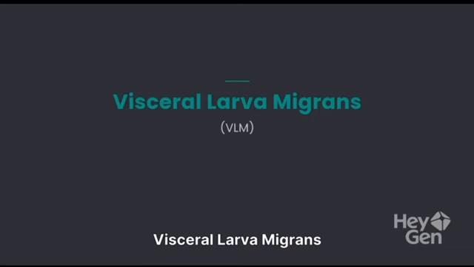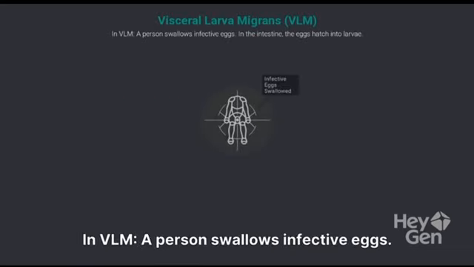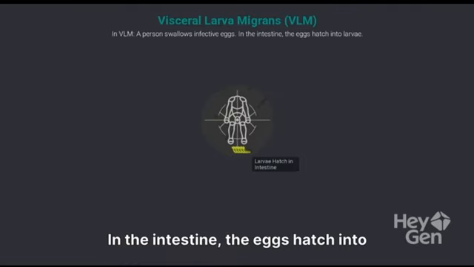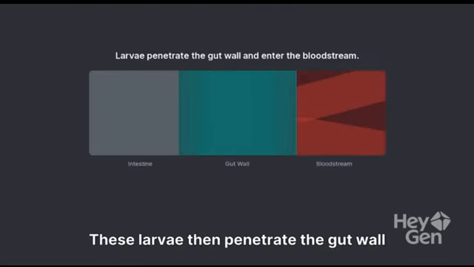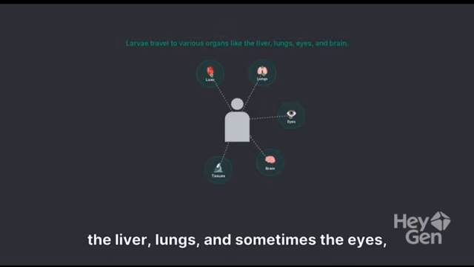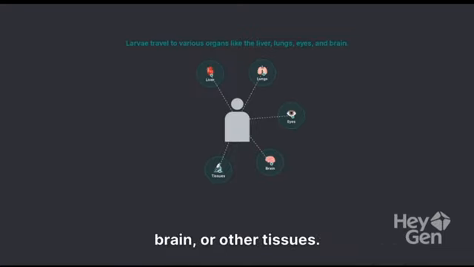Visceral larva migrans: in VLM, a person swallows infective eggs. In the intestine, the eggs hatch into larvae. These larvae then penetrate the gut wall and enter the bloodstream. They can travel to various organs, especially the liver, lungs, and sometimes the eyes, brain, or other tissues.